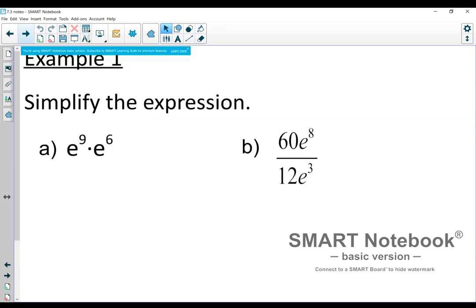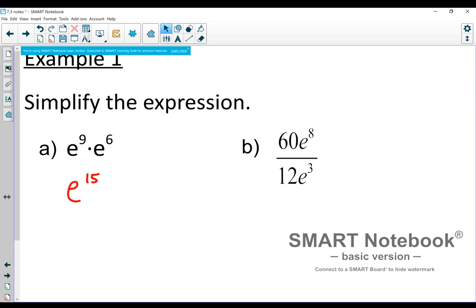So first, we're just going to play around with it and use it like we would a regular variable when we're working with exponents. So if I have the same base, I can add my exponents. 9 plus 6 would be 15. So this would simplify as e to the 15th power.